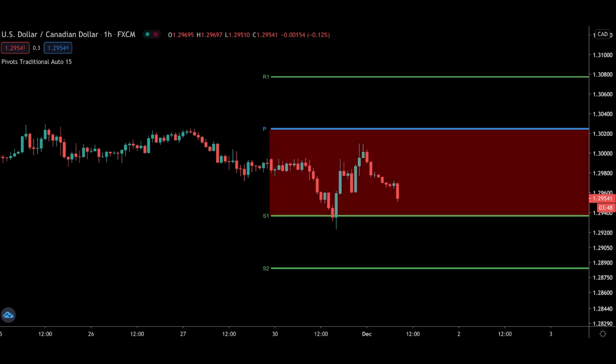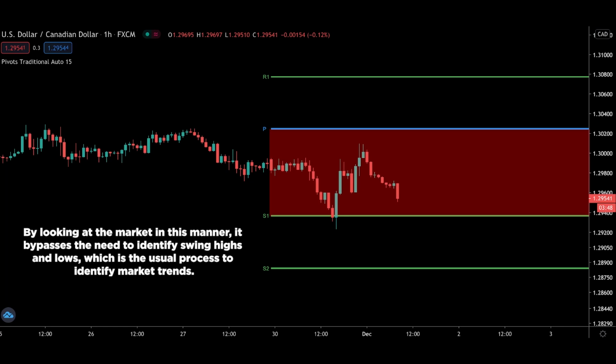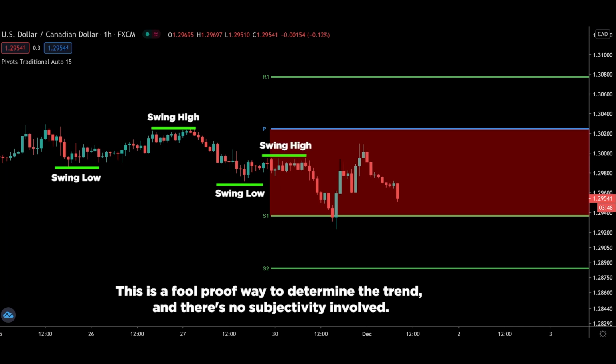Earlier on, I promised you that this pivot point hack will show you how to identify trend. By looking at the market in this manner, it bypasses the need to identify swing highs and lows, which is the usual process to identify market trends. This is a foolproof way to determine the trend, and there's no subjectivity involved. Two individuals can look at the same chart and arrive at the same conclusion.